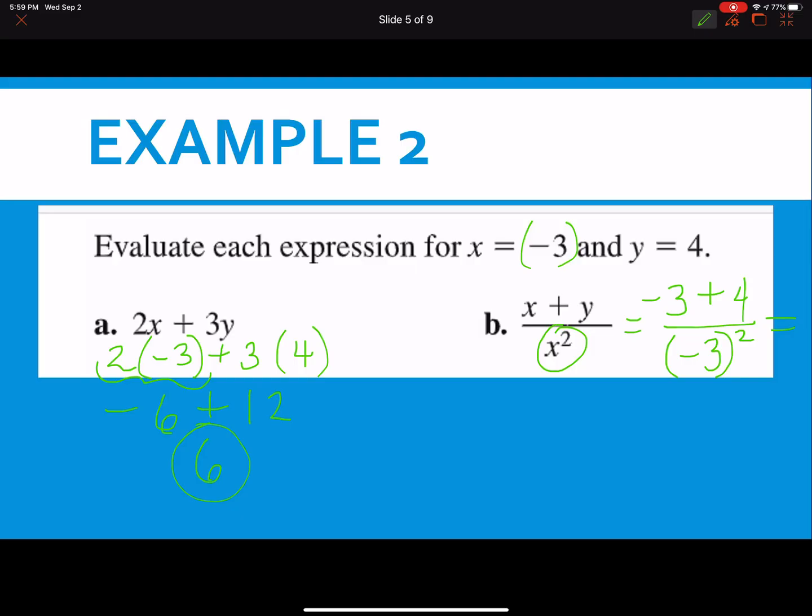So I can simplify the top and then the bottom. -3 plus 4 is 1. My denominator, -3 squared, or -3 times -3, is going to give me a positive 9. When I'm working with fractions as my answer, I need to ask myself, can this fraction be simplified? 1/9 is in simplest form, so therefore it is my answer.